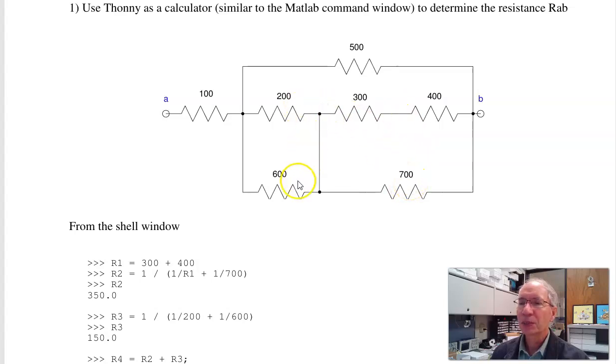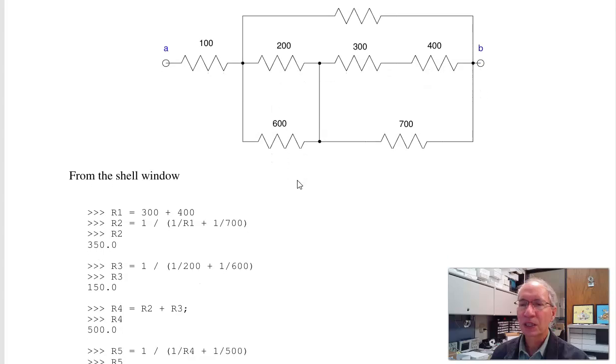Take 200 in parallel with 600. Call that R3. The equation for that is 1 over 200 plus 1 over 600. Take the sum, take the inverse, that's R3. This is 150 ohms. This is 350. Add the two together, I get the series resistance. R4 is R2 plus R3, 500 ohms.